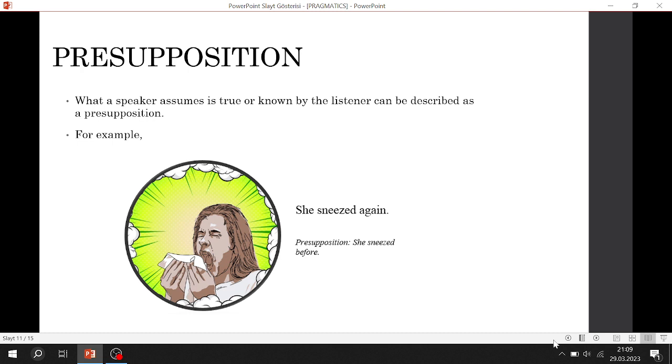Let's give another example. "Why did you arrive late?" What is the presupposition? He or she arrived late. This is presupposition.